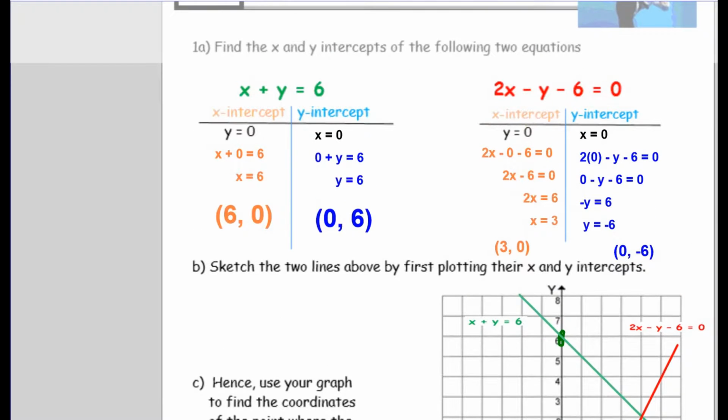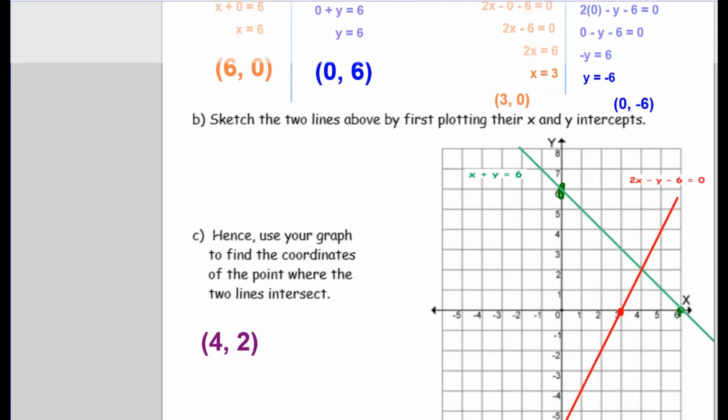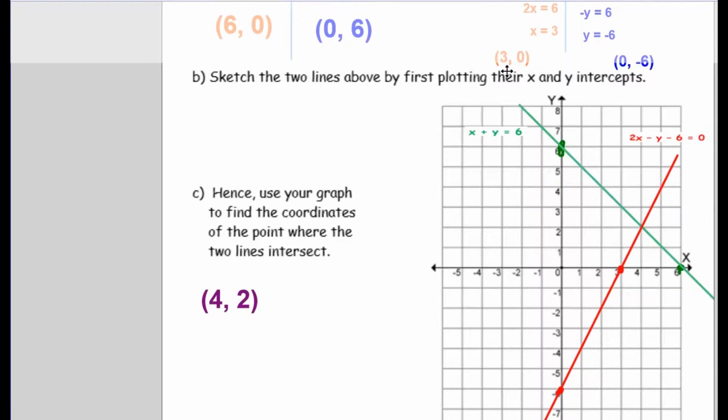Now I'm going to do this line in red. So the x-intercept was 3, 0. So here's my x-intercept. The y-intercept was 0, negative 6. And then I just drew a line through that. And as I said, a good idea to label your lines. That's important. So that's done. Now part B is done.